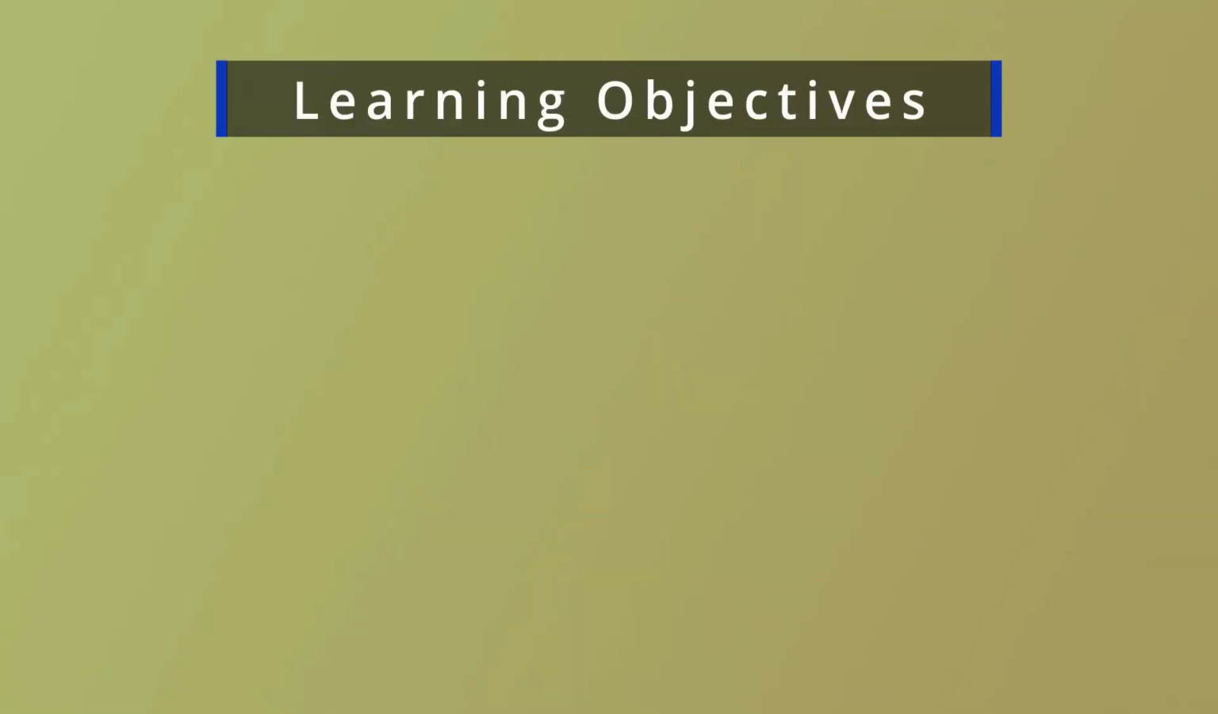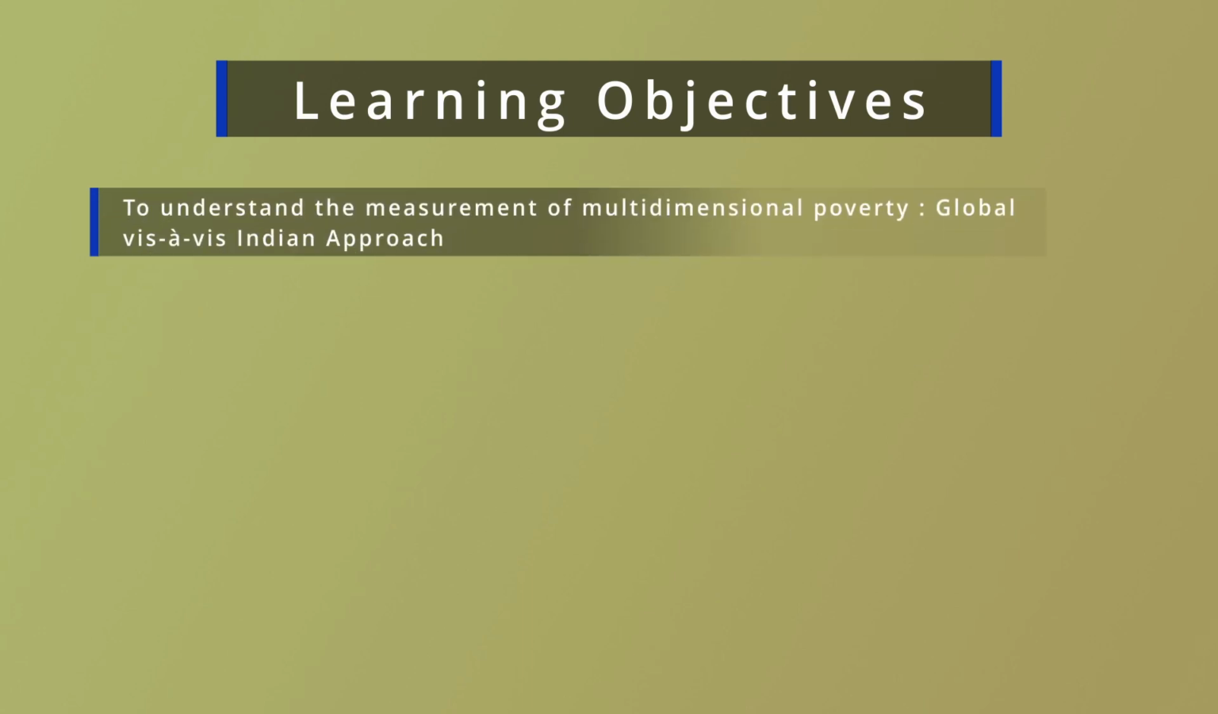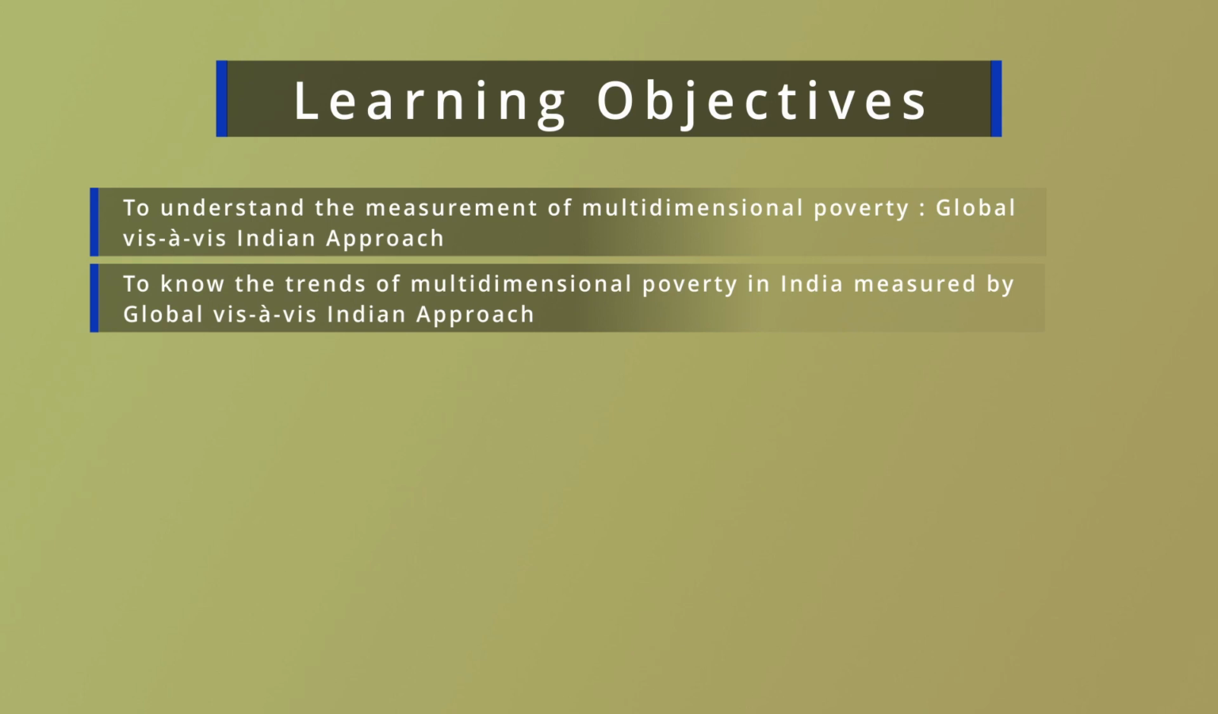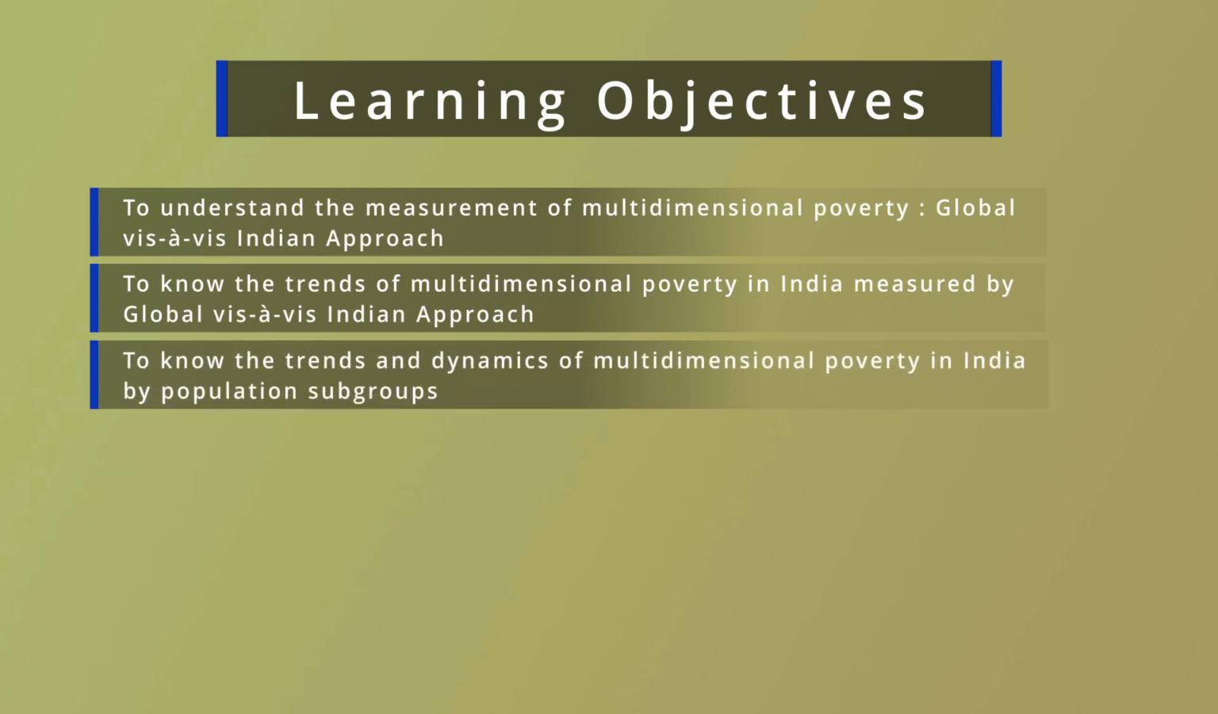Today I am going to discuss the module entitled Multidimensional Poverty in India. After completing this module, you will be able to understand two approaches to the measurement of multidimensional poverty. One is the global approach, another is the Indian approach. You will also be able to know the trends of multidimensional poverty measured by these two approaches. Side by side, this module will also help you to understand the trends and dynamics of multidimensional poverty across different subgroups of the population.